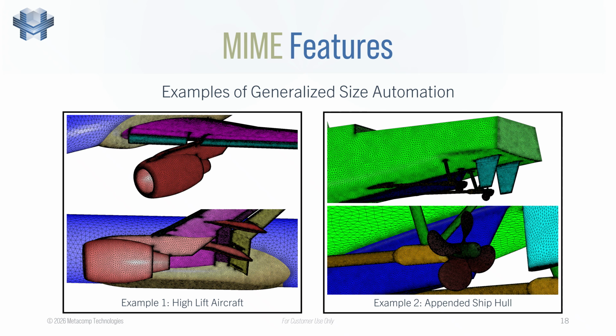Here are two examples of meshes that were produced by the Generalized Size Automation Wizard in MIME. For both of these cases, the mesh sizes were automatically determined by the Generalized Size Automation Wizard without the need for any user size specifications. The images on the left show a typical mesh that can be obtained for a high-lift aircraft geometry. The images on the right show a typical mesh that can be obtained for an appended ship geometry. The Generalized Size Automation Wizard can significantly reduce the user effort needed to create meshes for complex geometries such as these.